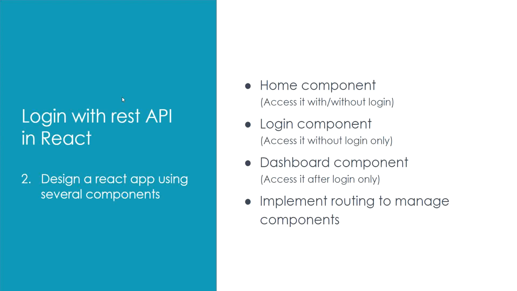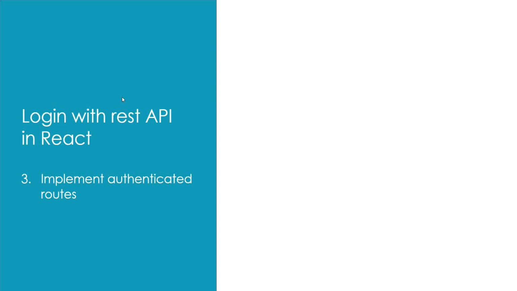So the next one is implementing the authenticated route. For that, first of all, we will create a common utils where we can manage some common functions such as remove token, set user information, get tokens. The second, we will integrate the sign-in API.